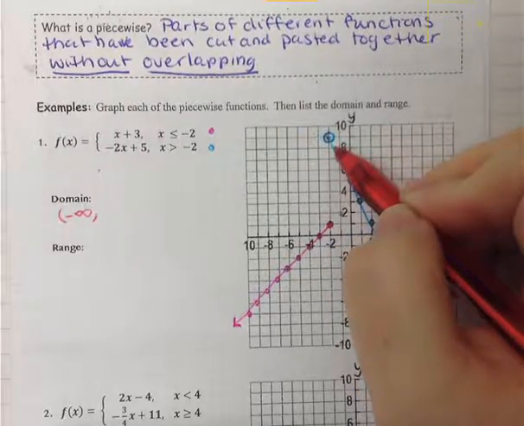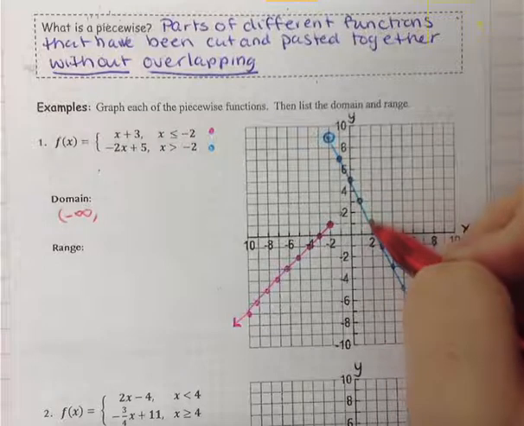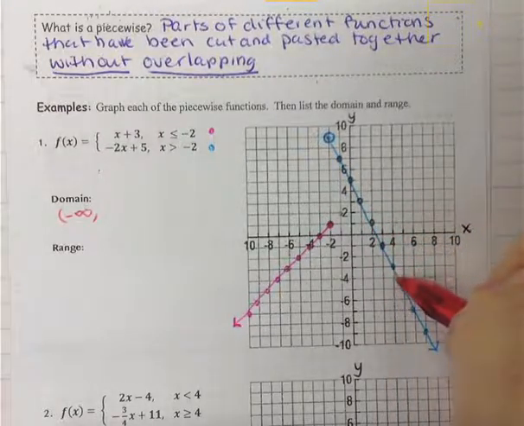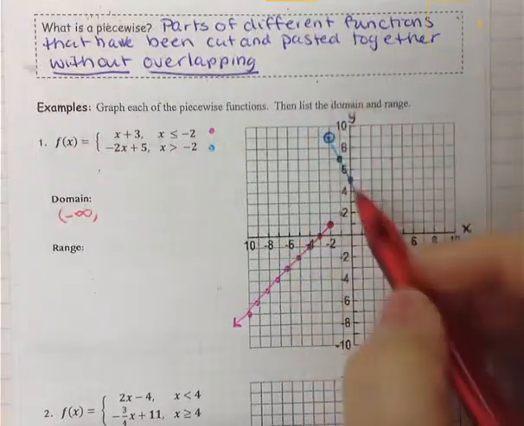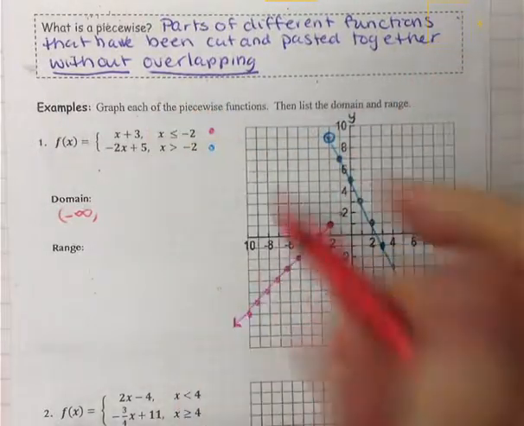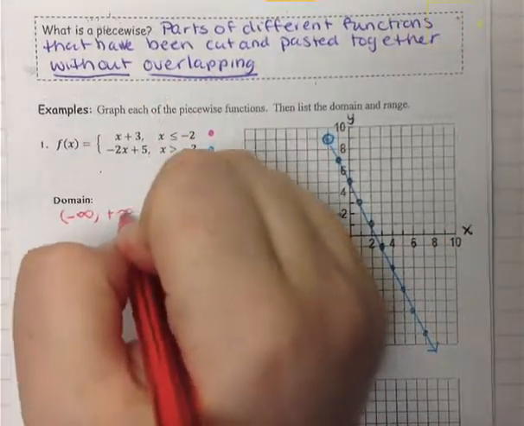If I can continue moving right from here without hitting a blank spot, then I'll be fine. If I continue moving right, I hit this blue and that's good. So I can keep going right and I would hit the arrow. So I actually don't have any gap in my domain, so I can still write it as -infinity to +infinity.